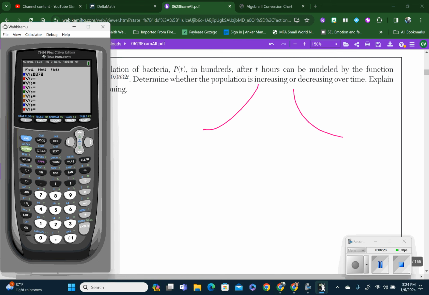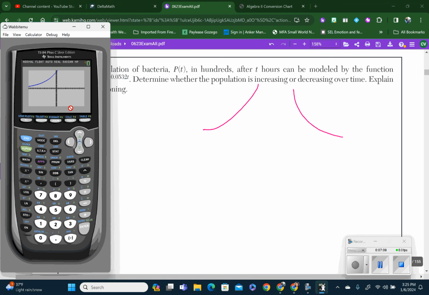So hit second and the LN button, and then you get E to the, and then we're going to put 0.0532. Instead of the T, let's go ahead and put the X, and then we can hit graph at this point. And so now we wait and we see, okay, so the calculator's thinking right now, and it doesn't give us anything, which means that we have to change our window, or you can zoom out. So let's go ahead and zoom. Option number 3 is out, so we could just press number 3 and hit enter. And so now I can see the graph, right?